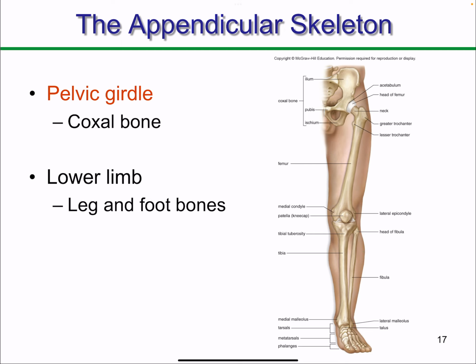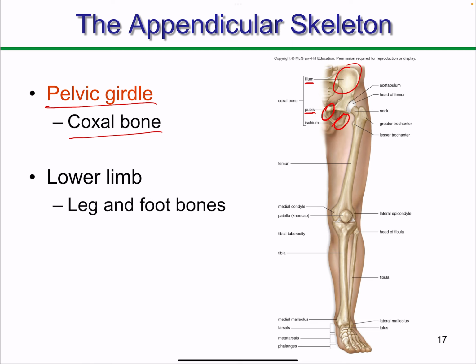How about the pelvic girdle? The pelvic girdle is made up of the hip bone, or the coxal bone. The hip bone is a relatively complex bone. It's actually three bones that are fused together. You're going to have the ilium, the top portion. You're going to have the pubic bone, the front part, and then the ischium, the back or bottom part of the bone. Now, to the pelvic girdle, you're going to have lower limbs attached.